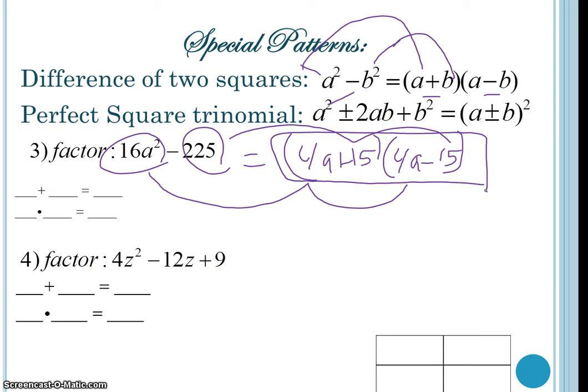You could sit there, okay, two numbers, if you want to use the box method, that add to be the middle number, which is in this case 0a, and two numbers that multiply to be 16 times 225. I don't want to do that arithmetic. So this is where the box method would work, but it's more cumbersome. So we can use the box method for the next one. We want two numbers that add to be negative 12z and multiply to be the product of the first and the last number, which would be 36z squared.